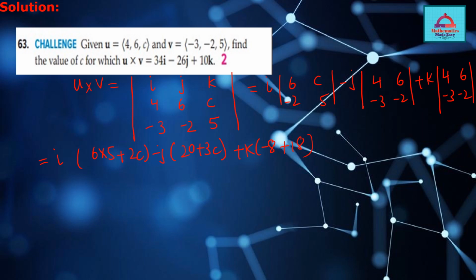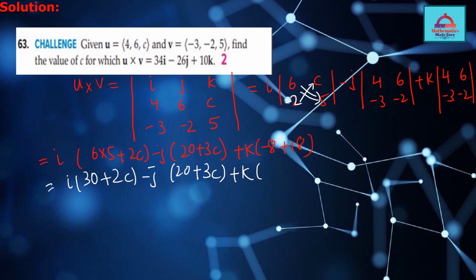I hope you have not forgotten. So you first calculate the primary diagonal, 6 multiplied with 5, that's 30, minus of this. So there is already a minus sign here in -2, so minus minus becomes plus. So this is equal to i times 30 plus 2c minus j times 20 plus 3c plus k times 10, and u cross v is already given. How much? 34i minus 26j plus 10k.